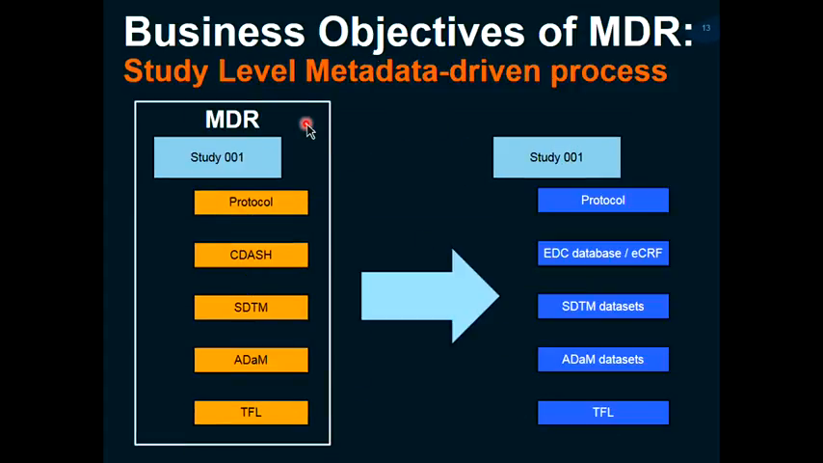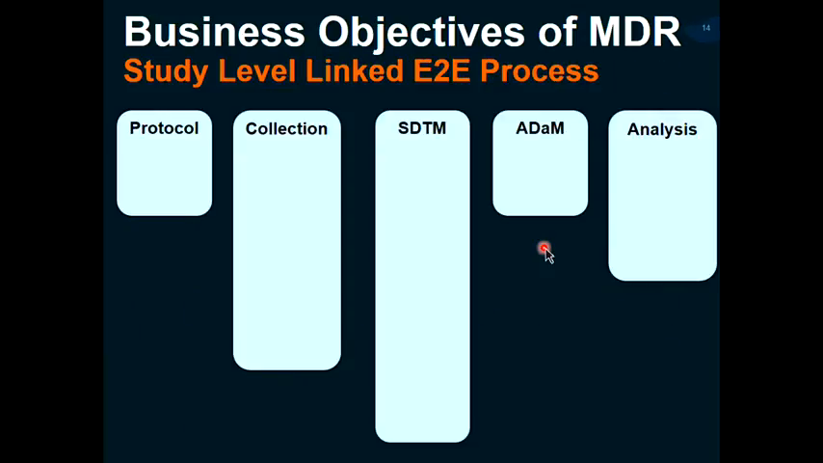And this study metadata in MDR could be extracted and used to create study-level clinical trial artifacts, such as metadata in protocol could create the protocol in study 001, and CDASH metadata in study 001 MDR could create EDC database systems and case report forms. So eventually, using MDR metadata, the organization could achieve end-to-end clinical trial artifact development.